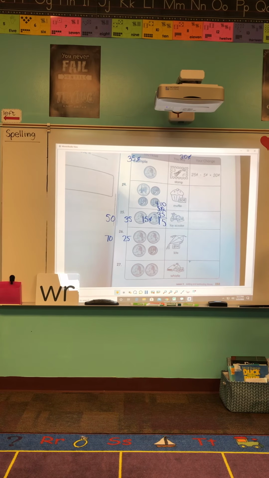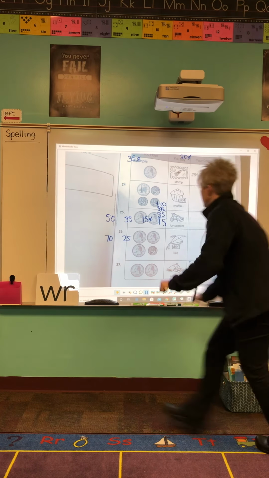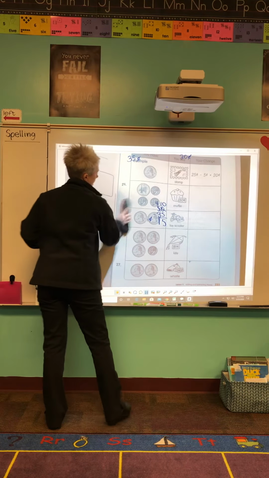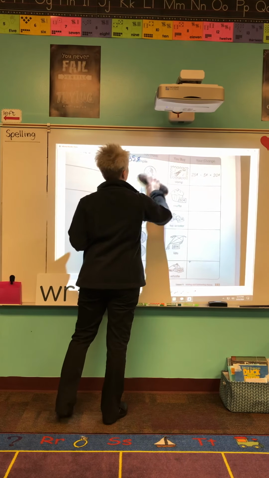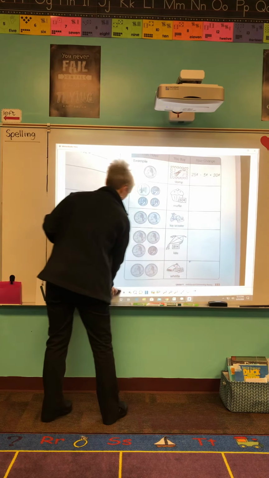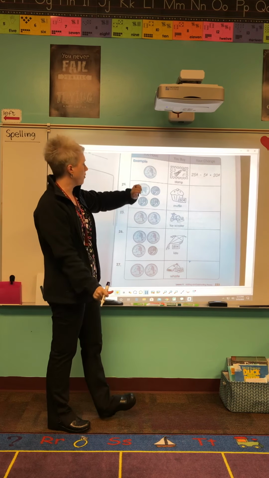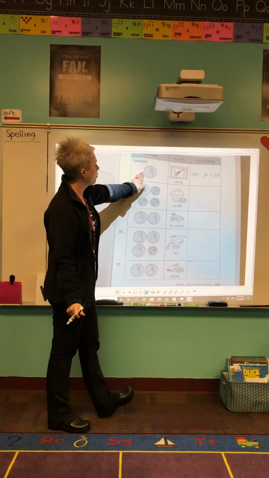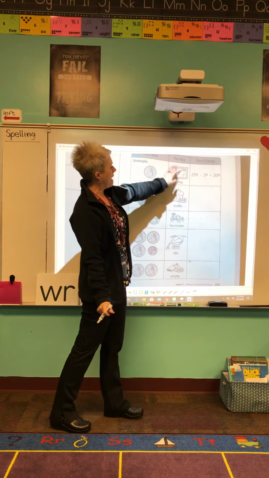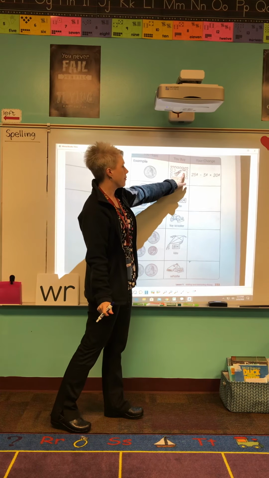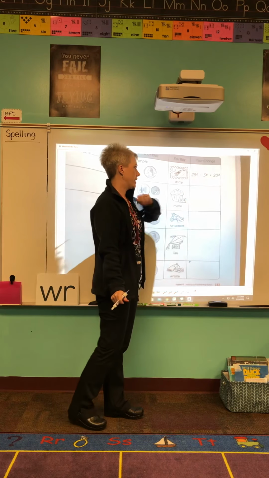All right, page 233. We have some coins. And we have some products. So, we go into the store. This is our example. We go into the store with a quarter and we buy a 5-cent stamp. They want to know how much change we get.